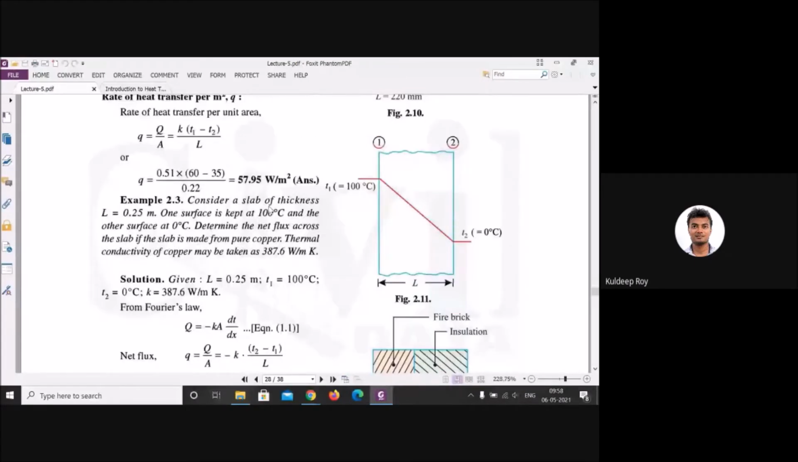Consider a slab. The slab thickness given is 0.25 meter, and one surface temperature is kept at 100-degree temperature and the other surface at 0-degree temperature. Here is the 100, here is the 0. The length is known to you, 0.25. Determine the net flux across the slab if the slab is made of pure copper. The thermal conductivity of pure copper is already given. Just apply the same formula and tell me the value.